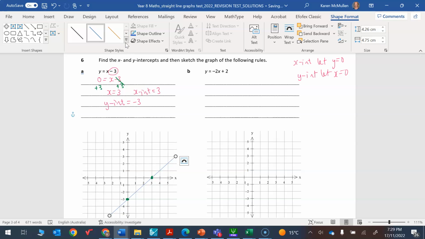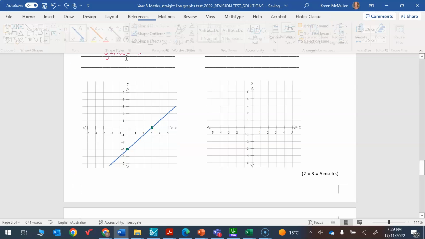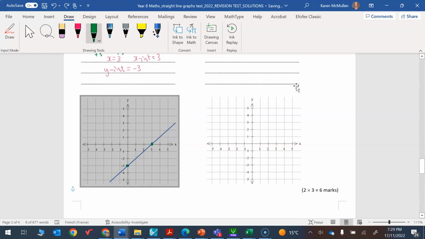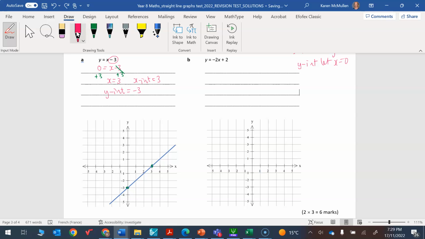Now, when you draw your line, do make sure it covers your whole Cartesian plane. All right, don't draw a small line. It's a bad habit to get into, especially when you go on to do maths later on, like in VCE. If you don't go the whole distance, you're not going to get the answer correct.